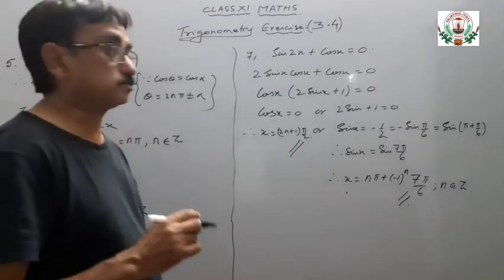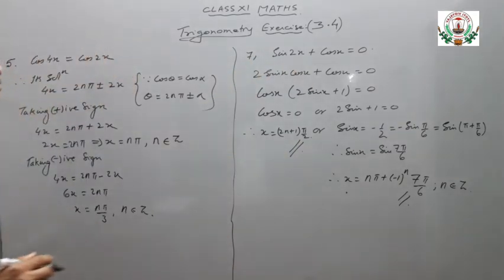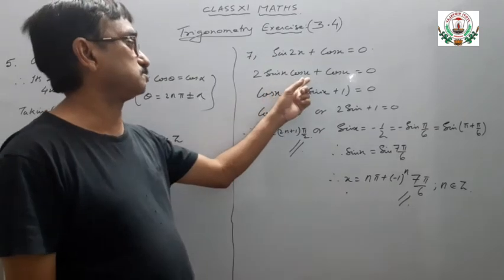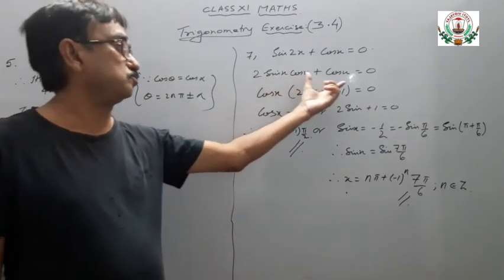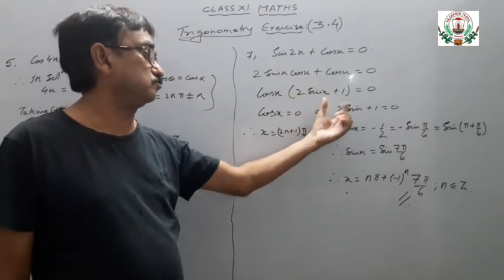Now comes the seventh question, sin 2x plus cos x is equal to 0. We know that sin 2θ is equal to 2 sin θ cos θ, so sin 2x will be 2 sin x cos x plus cos x equal to 0. We can take cos x common from these two terms, we get cos x (2 sin x plus 1) equal to 0.